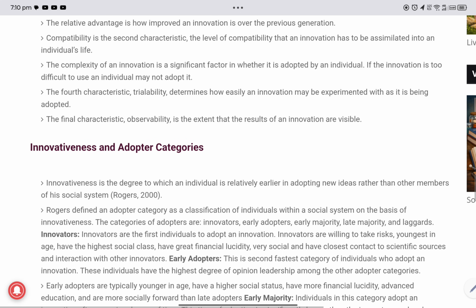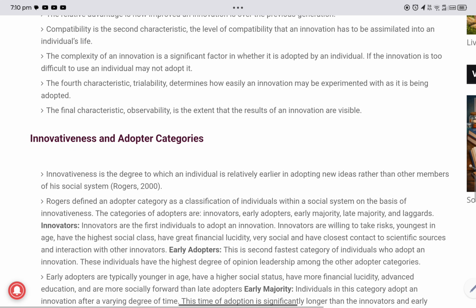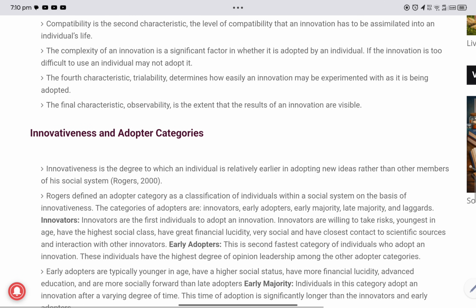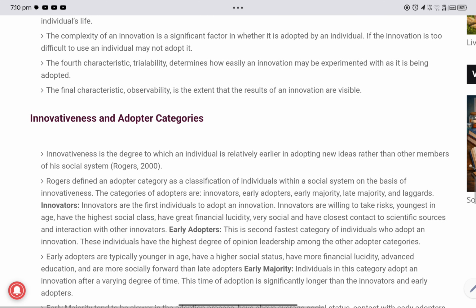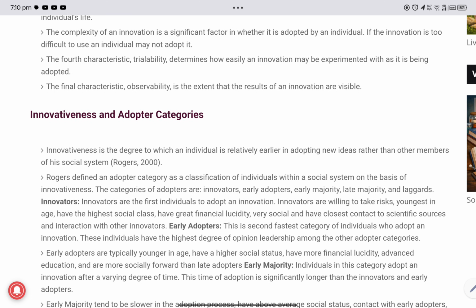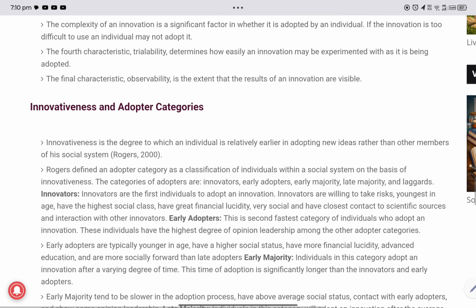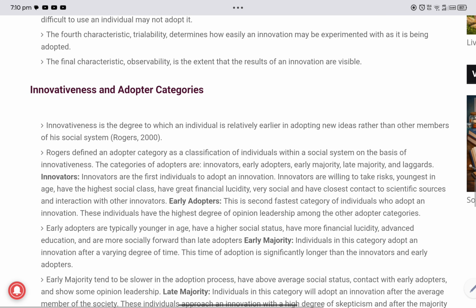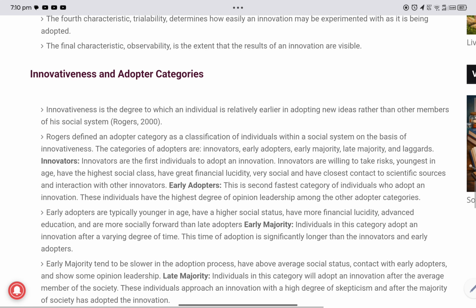The complexity of an innovation is a significant factor in whether it is adopted by an individual. If the innovation is too difficult to use, an individual may not adopt it. The fourth characteristic, triability, determines how easily an innovation may be experimented with as it is being adopted. The final characteristic, observability, is the extent that the results of an innovation are visible.